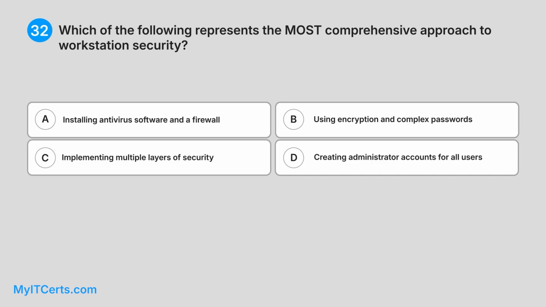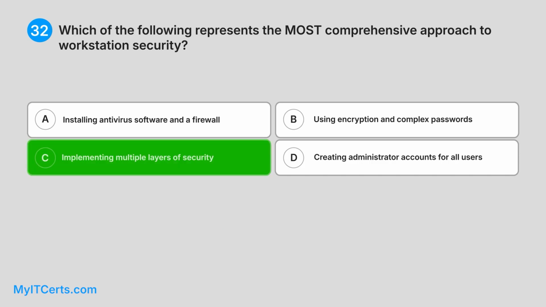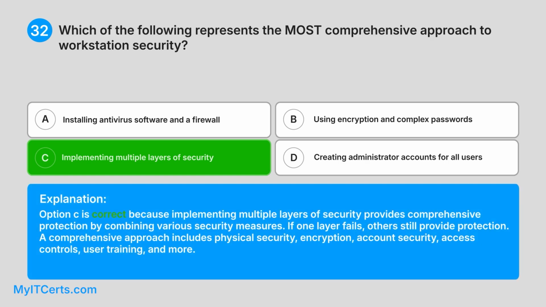Correct answer, C. Implementing multiple layers of security. Explanation. Option C is correct because implementing multiple layers of security provides comprehensive protection by combining various security measures. If one layer fails, others still provide protection. A comprehensive approach includes physical security, encryption, account security, access controls, user training, and more.